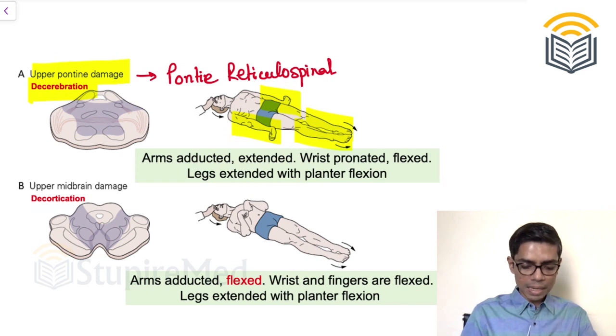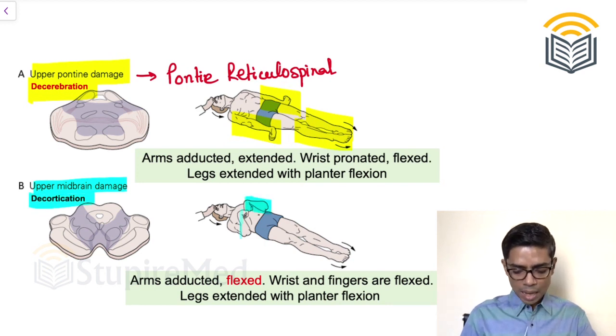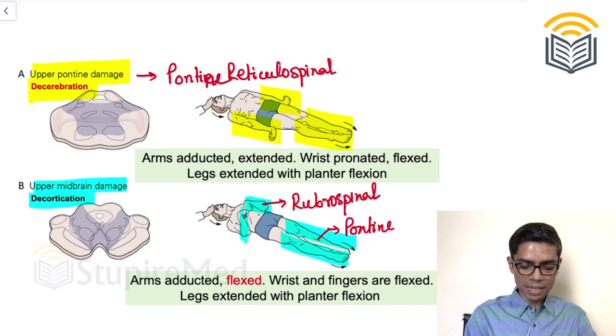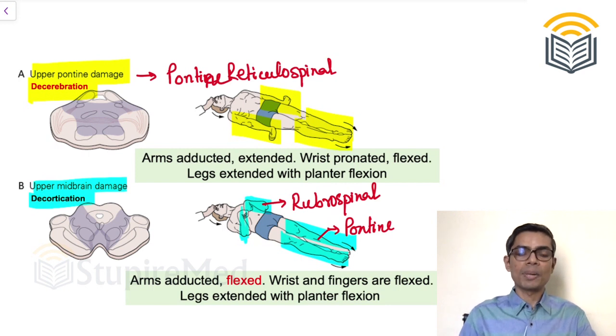On the other hand, in case of upper midbrain damage, that is decortication, you can find that the upper limb is in a flexed posture and the lower limb in an extended posture. This flexed posture of the upper limb is due to rubrospinal tract activation, and this extended lower limb is due to again the pontine reticulospinal tract activation, right? So upper limb flexion is due to rubrospinal activation.